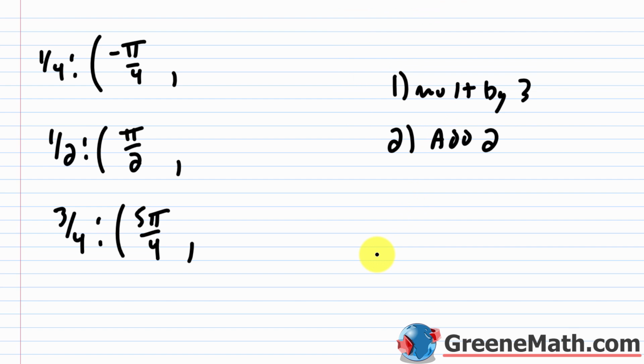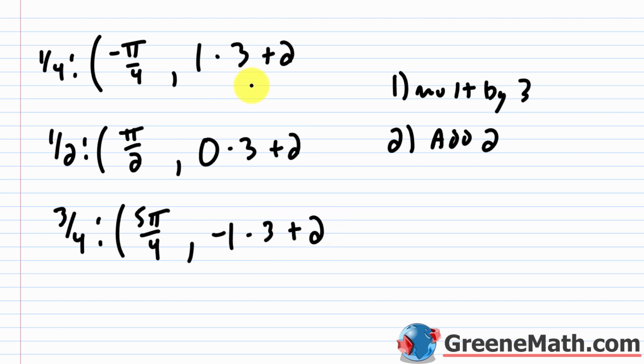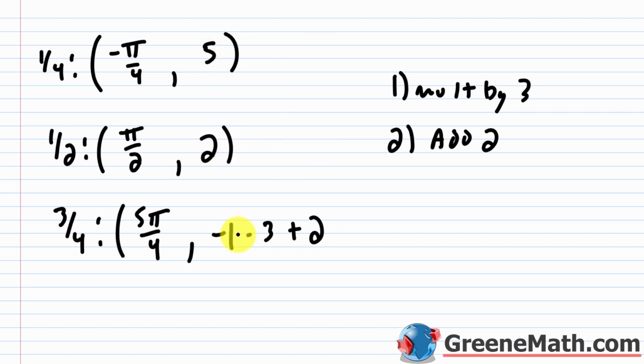So again, remembering your basic points, you're going to put a 1 here. So that's going to get multiplied by 3, and then you're going to add 2. Then you want a 0 here. Multiply by 3, then add 2. Then you want a negative 1 here. Multiply by 3, and then add 2. 1 times 3 is 3. 3 plus 2 is 5. So this is going to be a 5. 0 times 3 is 0, plus 2 is 2. So this is going to be a 2. Negative 1 times 3 is negative 3, plus 2, that's going to be negative 1.